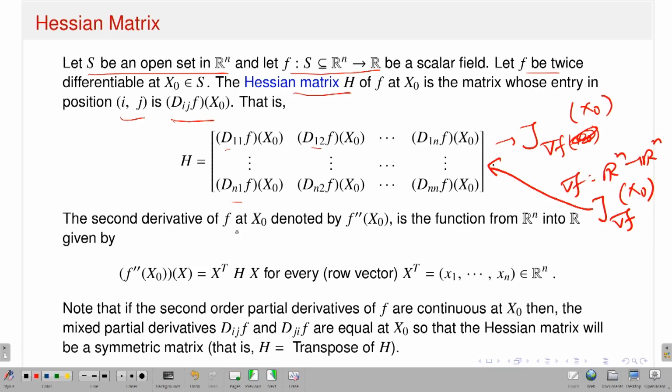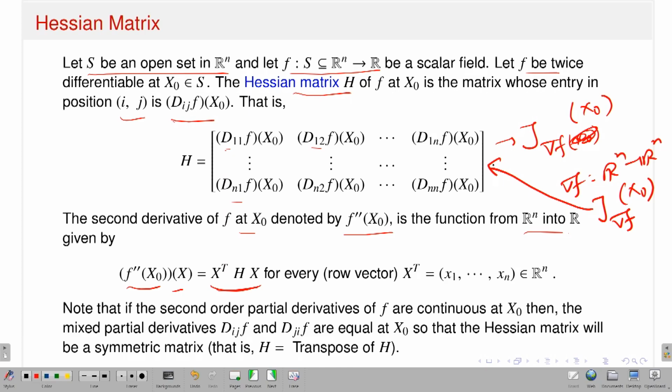Then the second derivative of f at x naught, denoted by f double prime at x naught, is a map from Rn to R, and there is a relation with the Hessian matrix and your total derivative. The total derivative is a linear transformation, and its action on x is nothing but x transpose H x. Now I think you can connect what I am trying to say. Earlier, if I have a symmetric matrix, I start with a map Q acting on x, which is x transpose H x, and I say that it is a quadratic form.